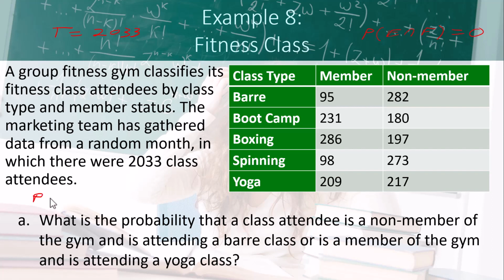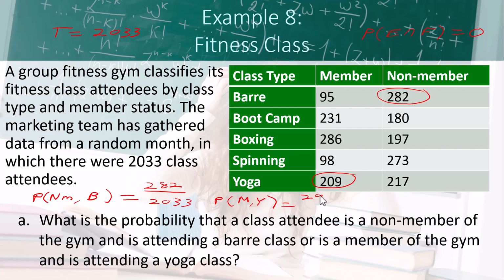So the probability that a non-member is attending a bar class is going to be equal to this number right here, 282, divided by 2033. Okay? The probability of a member attending a yoga class is going to be equal to this value right here, 209 divided by 2033.